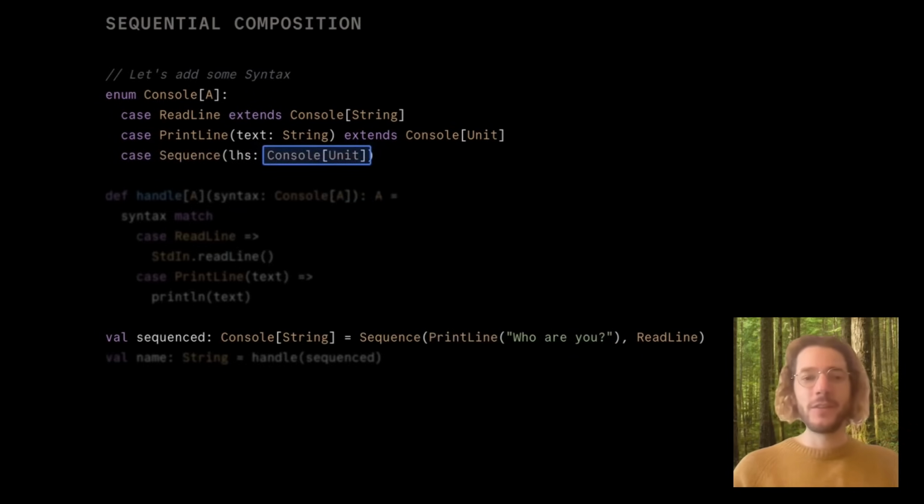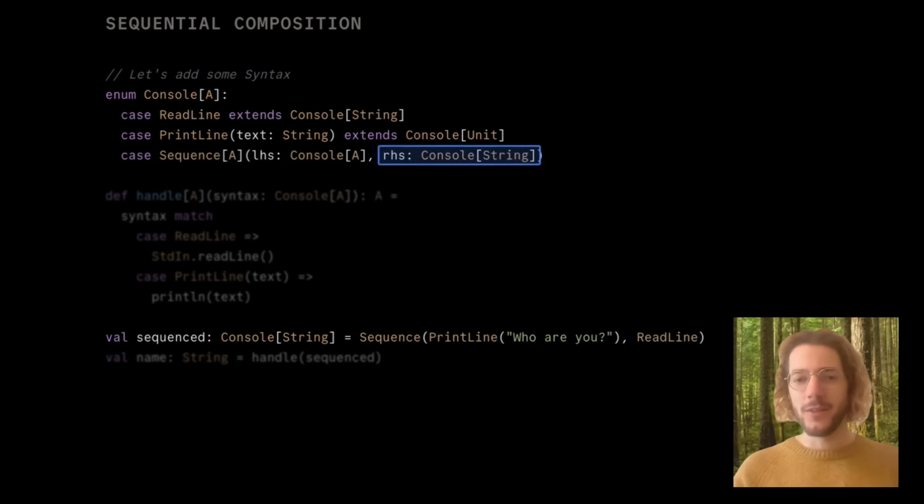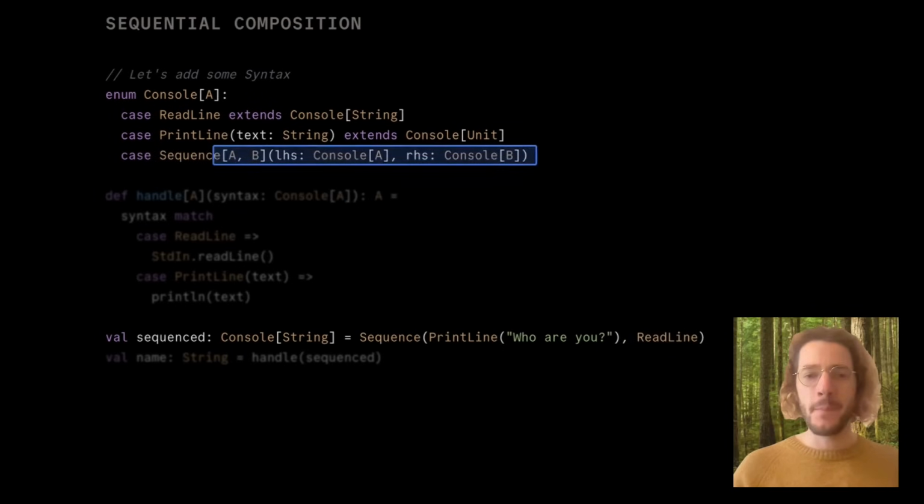In this case, println is of console type unit, as we've seen before, but we really want to be able to sequence any two consoles. So we can add a type parameter and say, yeah, any A will do. Similarly, on the right-hand side, we have a read line. And while that's a console string, we want this to work with anything, console B. And then the return type of this, we want it to be determined by the thing on the right-hand side.